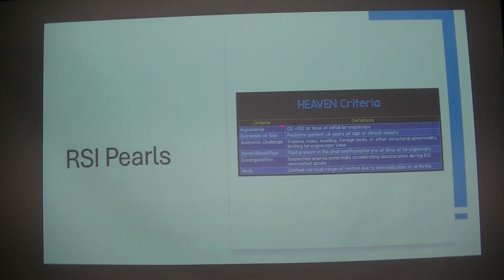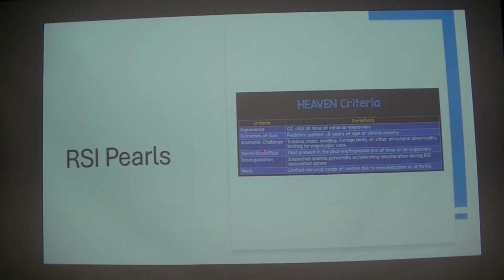So hypoxemia, extremes of size, a pediatric patient less than 8 years of age or clinical obesity, anatomic challenges, trauma, airway masses, swelling, foreign bodies, or other structural abnormalities limiting laryngoscopic views. So you could have a small mouth or things like that, limited opening.